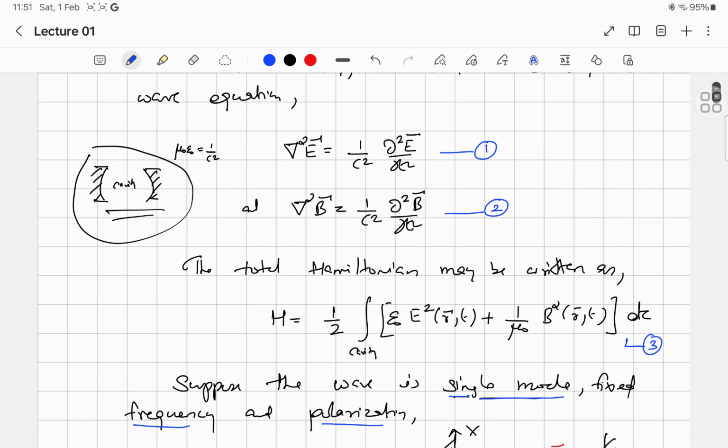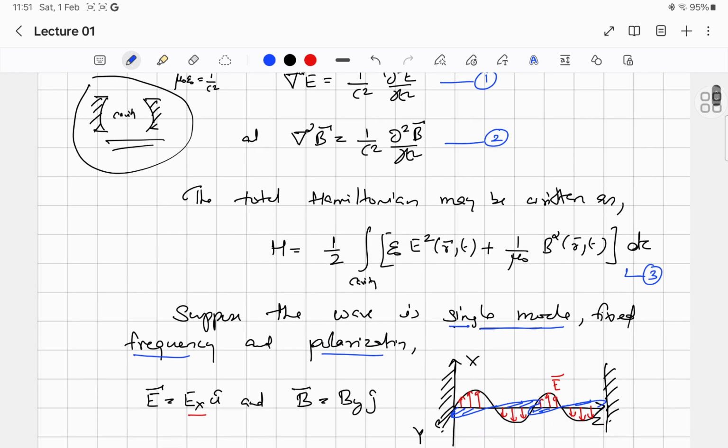Okay, so then the total Hamiltonian I can write as the integral of half epsilon 0 E squared d tau plus 1 by 2 mu 0 B squared d tau. So if you just integrate the energy density of the electric field and magnetic field, you will get the total Hamiltonian, and it is represented by equation number 3.